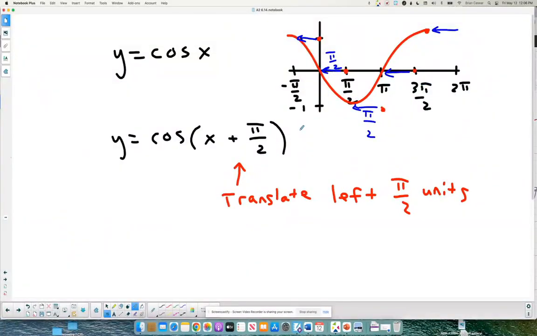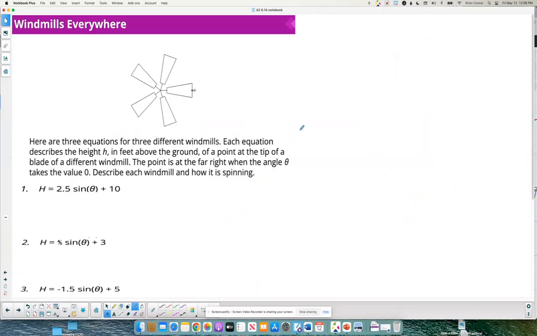All right, so now that we're familiar with this a little bit, let's take a look at this question here. So here are 3 equations for 3 different windmills. Each equation describes the height h in feet above the ground of a point at the tip of a blade of a different windmill. The point is at the far right when the angle theta takes the value of 0. Describe each windmill and how it's spinning.